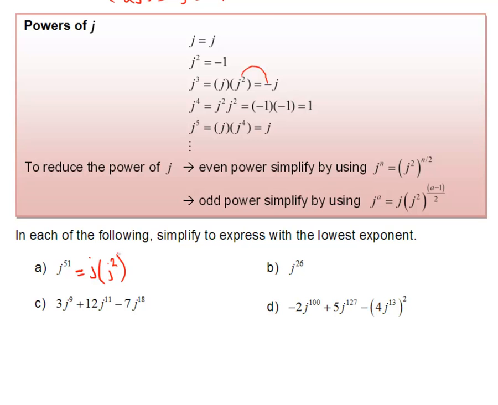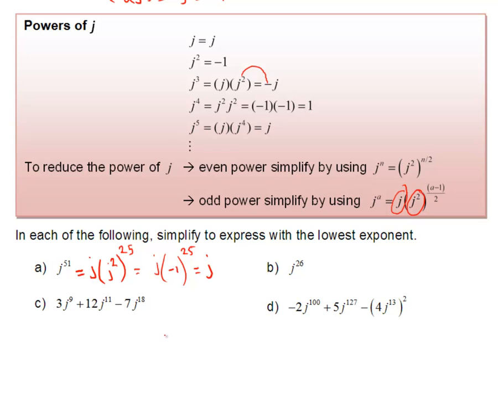Well, 50 is 25 times 2. So using our exponent rules, this is a different way to write 51. We take 1 here, 2 here, and then we take the number, in our case 51 minus 1 is 50, divided by 2 is 25. So that's the rule we just applied, the odd power. Now why is that useful? j squared is -1. -1 to the power of 25, well, that's simply -1. So the answer here is simply j.